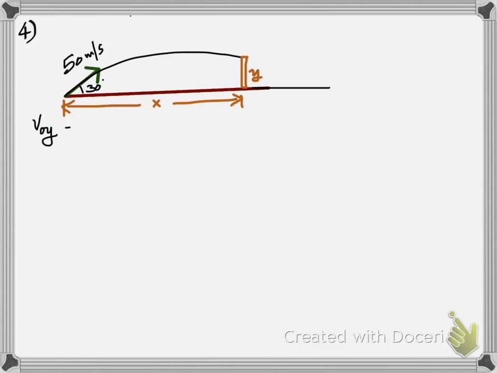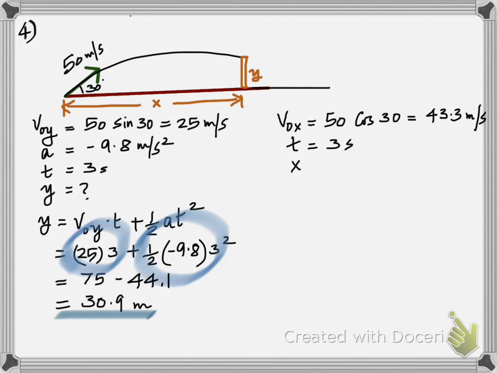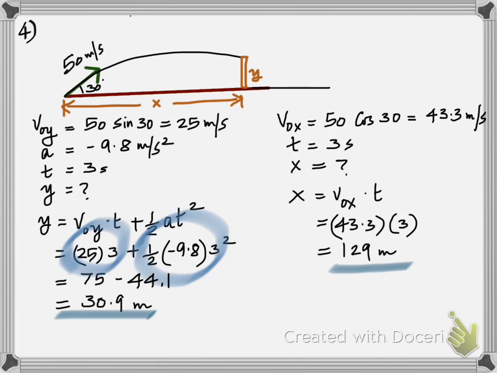You break it down into its components, you get VOY. I did not switch on the sound for some time, but I hope you can understand. Well, remember that the x component is going to be 50 cos 30, and that the x component never changes. It's a constant. So the only equation that you can use is x is equal to VOX times t, and therefore you get 43.3 times 3, which is 129 meters.